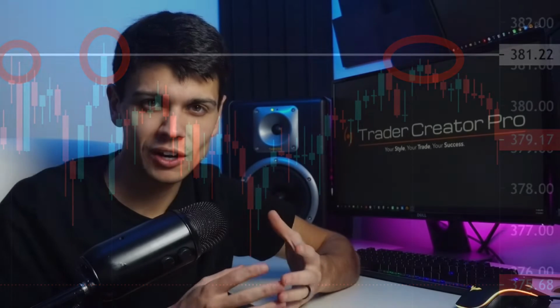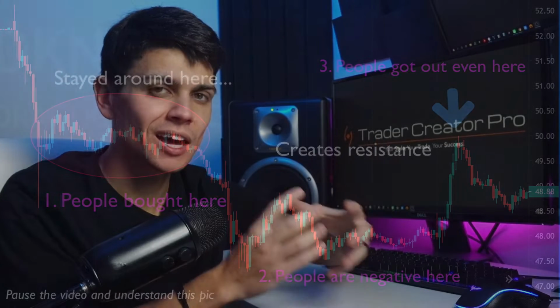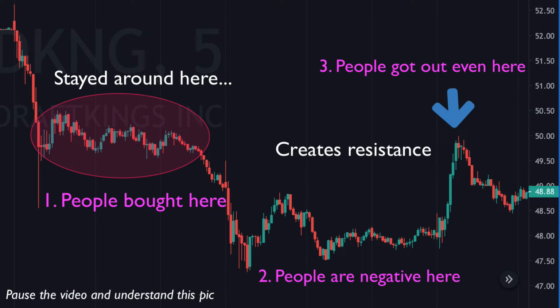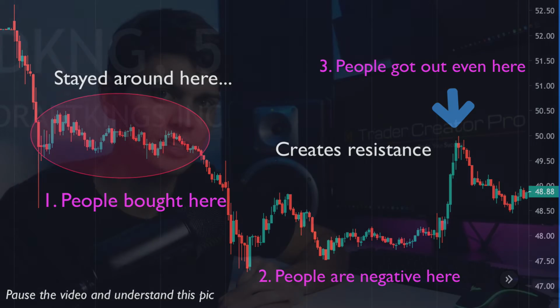You can also look for areas where the price action has hung around a certain price for a longer period of time. This is also known as basing. It is showing you that it has had a hard time moving away from that level because traders are having a tug of war there, trying to figure out should the stock go up or down, so it just kind of stays in the same area.